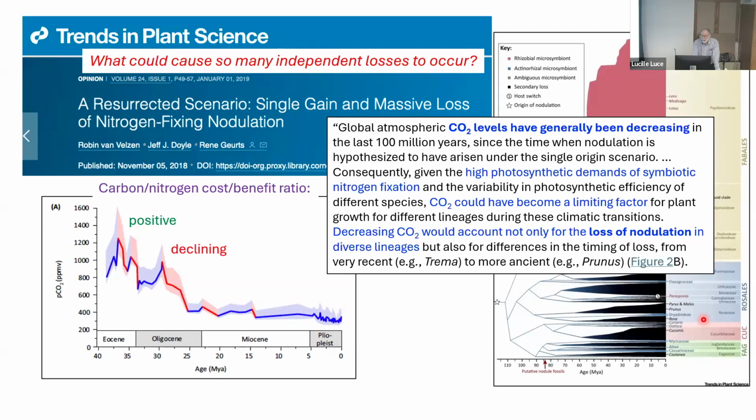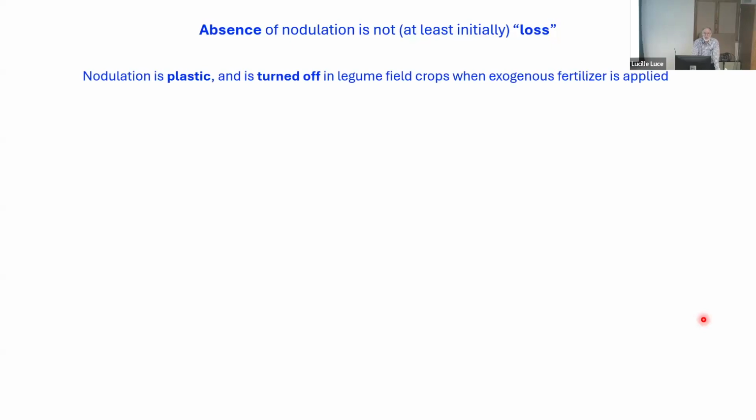And so what the hypothesis says is that as that happens, different genotypes, different species, and remember this is a genotype of the plants by genotype of the bacteria by environment kind of proposition, G by G by E. As that happens, carbon becomes too expensive and nodulation ceases. So the plants just shut it off. So absence of nodulation is not loss, at least not initially. Right? So nodulation is plastic. And actually, if you look today, if you look at field legume crops, if you fertilize that field, the legumes don't bother to make nodules. It's too expensive. They get free nitrogen from the fertilizer, so they don't need to do that. So it's a plastic response.